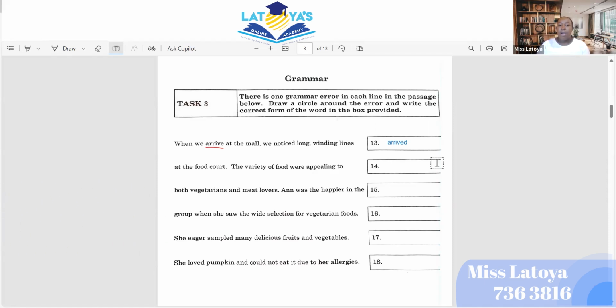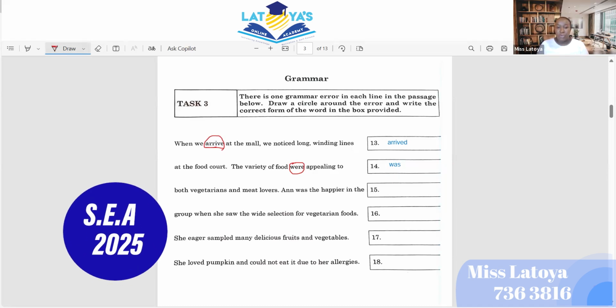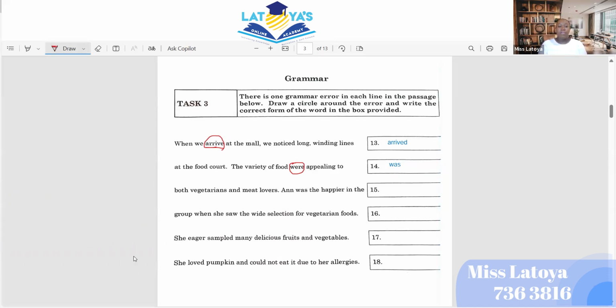The variety of food were appealing. That verb is incorrect. The variety of food was appealing. The variety was appealing. Okay, so that word is going to be changed from were to was. Now I'm going to read it with the corrections. So I'm taking it from the top. When we arrived at the mall, we noticed long, winding lines at the food court. The variety of food was appealing to both vegetarians and meat lovers.